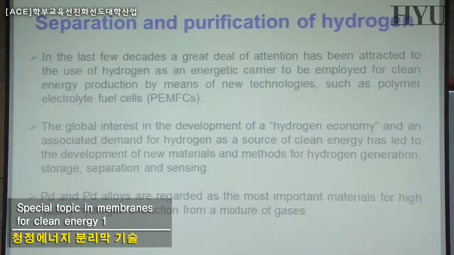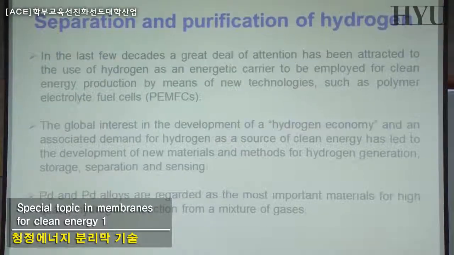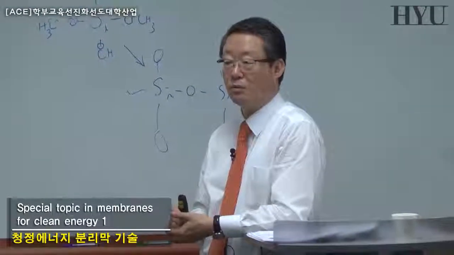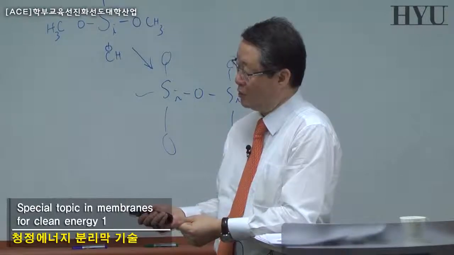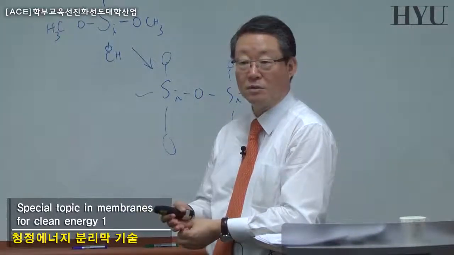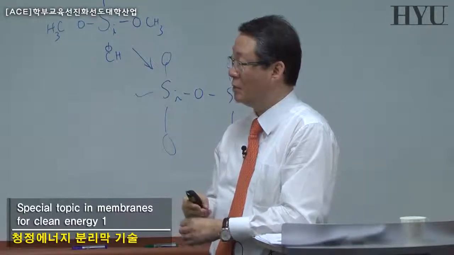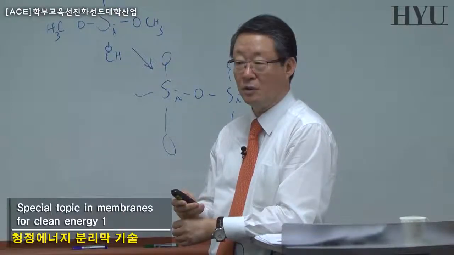So palladium or palladium alloys are regarded as the most important material for this hydrogen production. If you have any other membrane that is much cheaper for hydrogen production, then you will be the champion in this market. If you change your alloy components and have a high efficiency, high performance, yes, that will deserve publication in the journals.